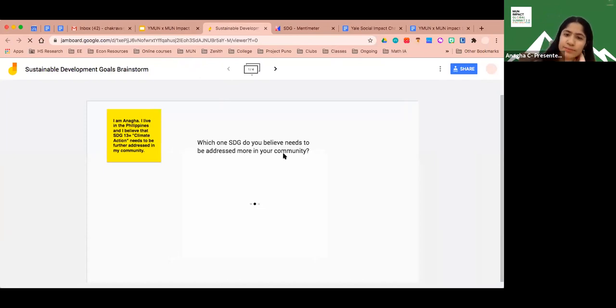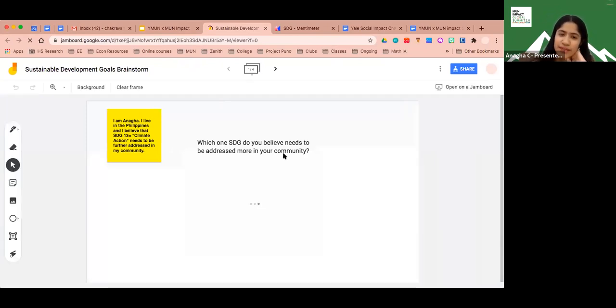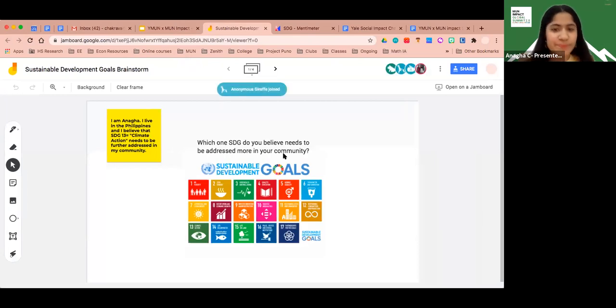Once it loads, there should be a page that looks like this. So I can see people coming in. As you can see in the center of the Jamboard, there are the Sustainable Development Goals for your reference. And then above there's a question, which is, which one SDG do you believe needs to be addressed more in your community? To answer this, I gave an example posted out here.